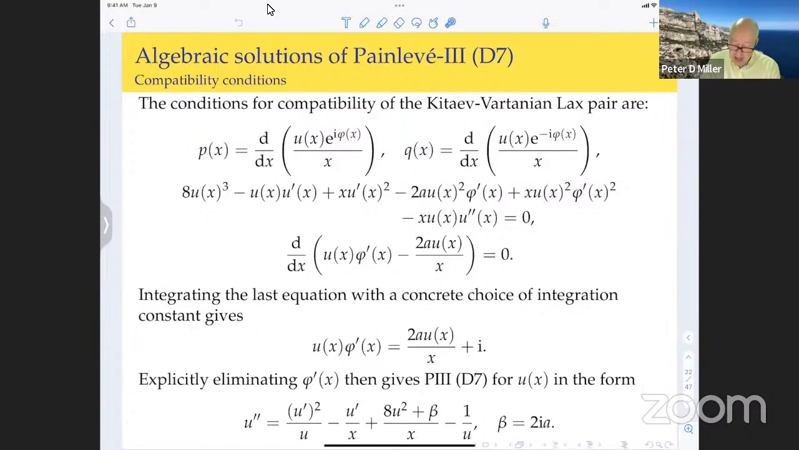So if we integrate the last equation here and we pick a concrete number for the integration constant, we'll take it to be i, then we have this identity that relates U with phi prime. And then we can use this formula to eliminate phi prime from this equation here. We can eliminate these terms. And we're going to get a second order nonlinear equation for the function U, which is exactly the Painlevé-III D7 equation with beta equal to 2i times the parameter A that was in the Lax pair.